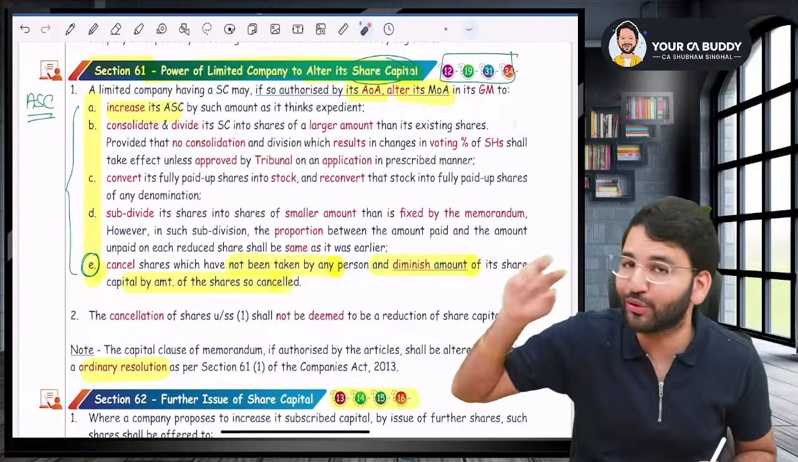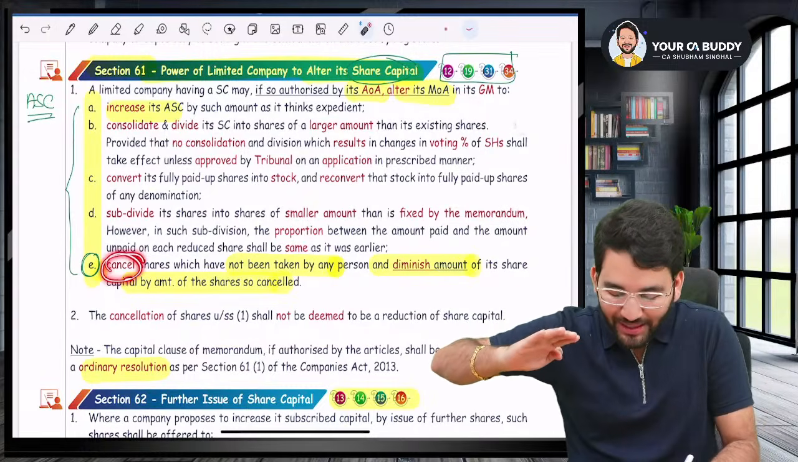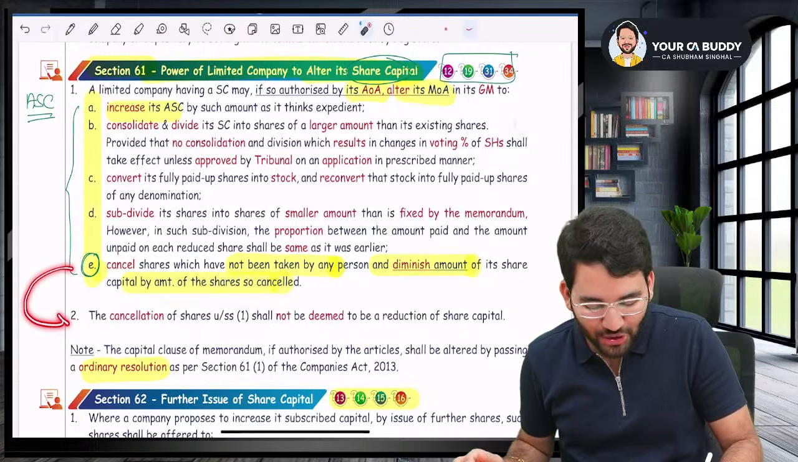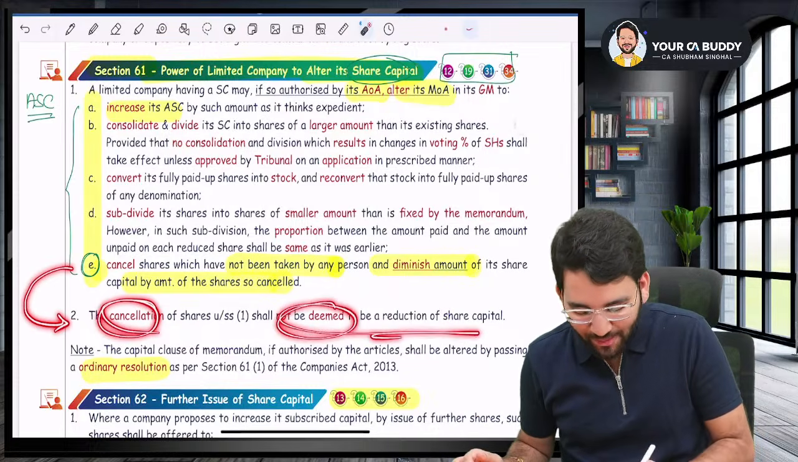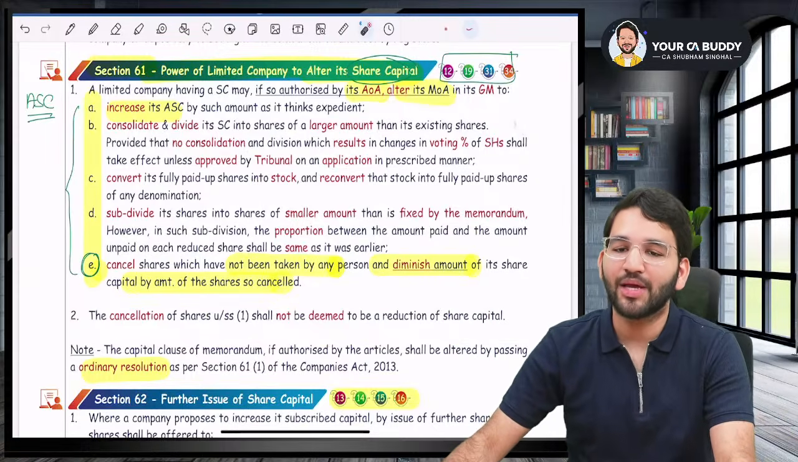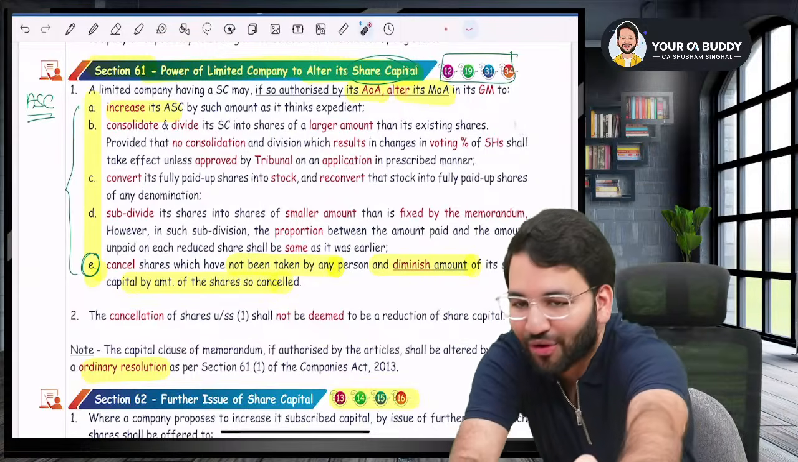The last point includes two points. Cancel the shares which have not been taken up, and diminish the amount of the share capital. However, please make sure such cancellation shall not be deemed to be a reduction of share capital. It will not be considered as a reduction of share capital.